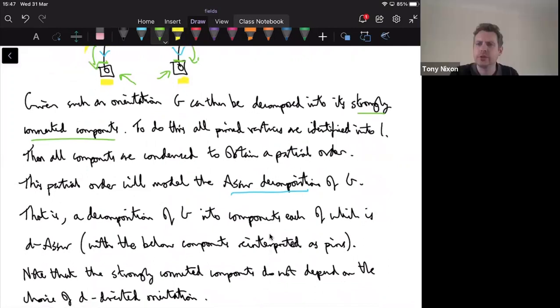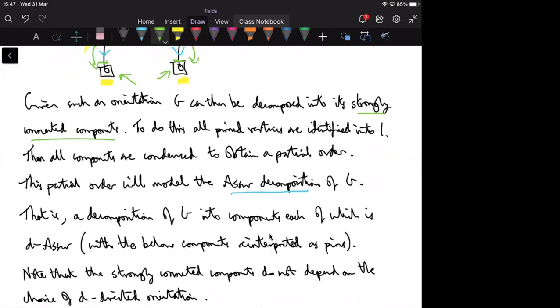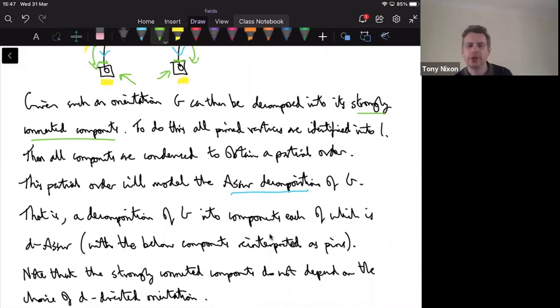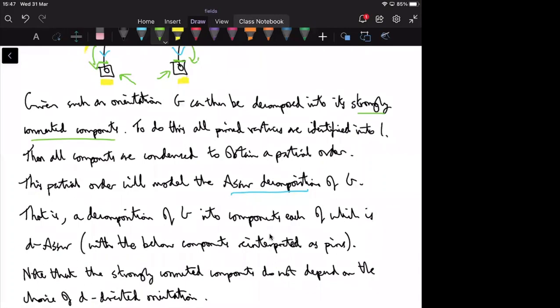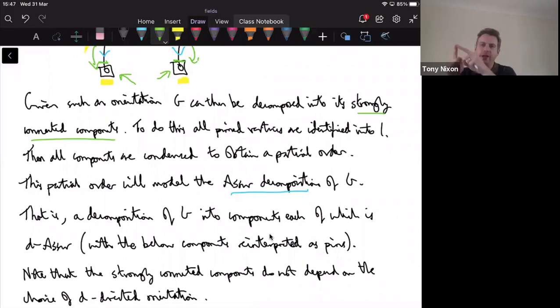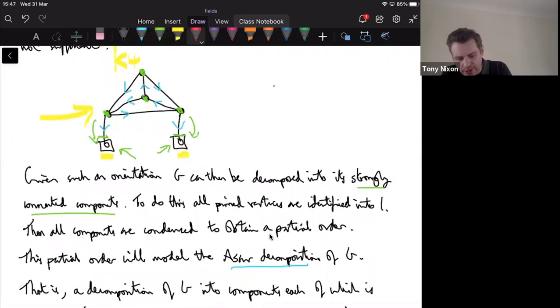Was there a question? Oh, sorry, Tony. What does strongly connected mean? Oh, it means that between any two vertices there is a directed path. Okay, directed path. Great. So between A and B, there's a directed path from A to B and one from B to A as well. So you could imagine a directed cycle is a nice example where this is true.